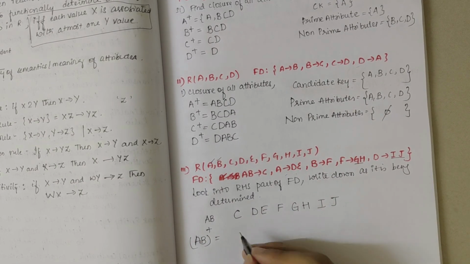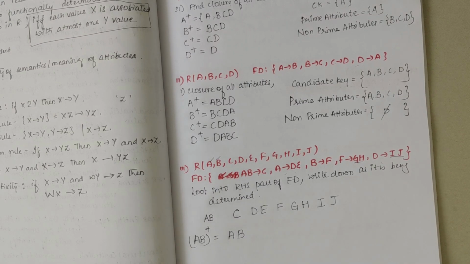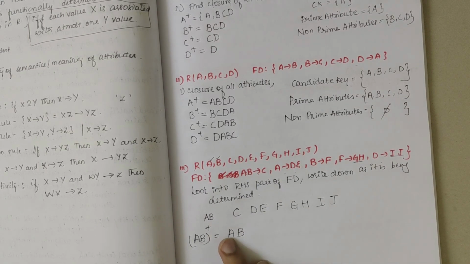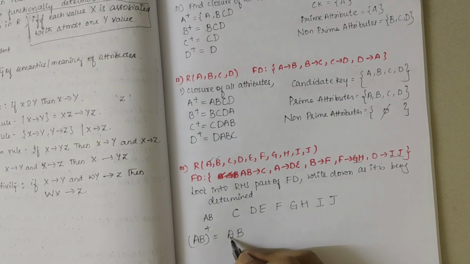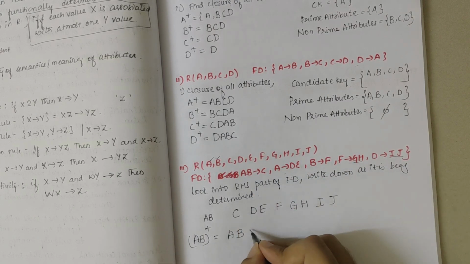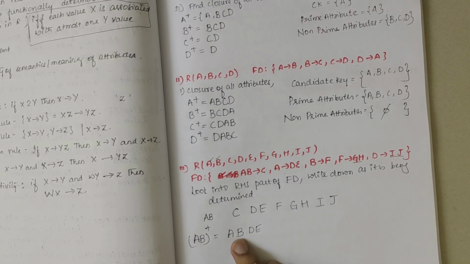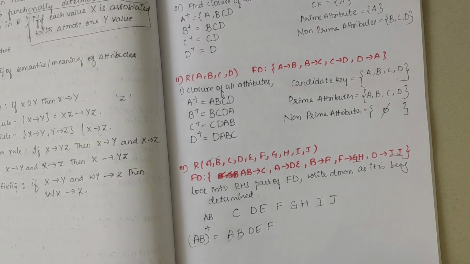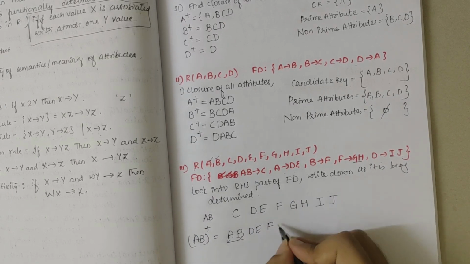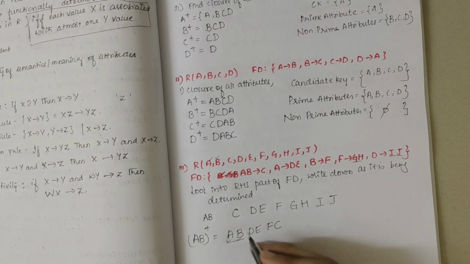So if I take A, B closure, firstly I need to write A, B, and then I'll check if A determines anything, B determines anything, and combination of A and B determines anything. So first A determines D and E. Next I have B. B determines F. So A done, B done. Now I'll check the combination AB. AB determines C. C I have written. Now these two are done.